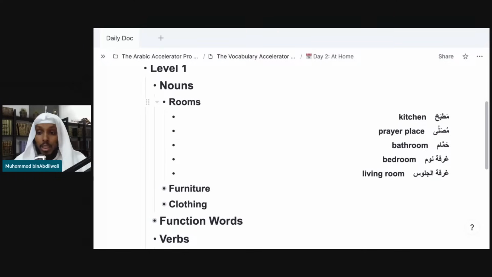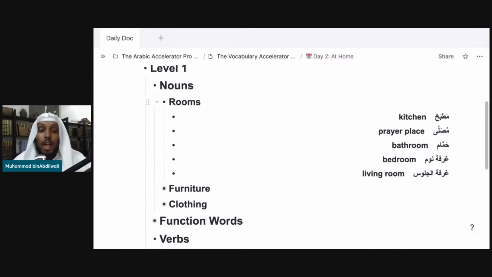Then you have hammam, bathroom, ghurfat naum, bedroom. Now, ghurfa means room, naum means sleep. So, sleeping room, that would be the literal translation. But in English, we say bedroom. And we have ghurfat al-julus, which again, ghurfa means room and julus means sitting. So, the room for sitting down, which in English we call living room.